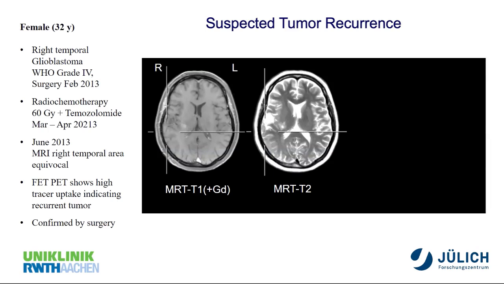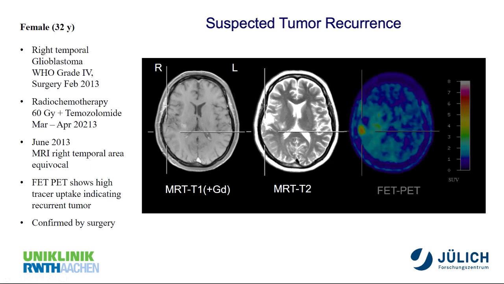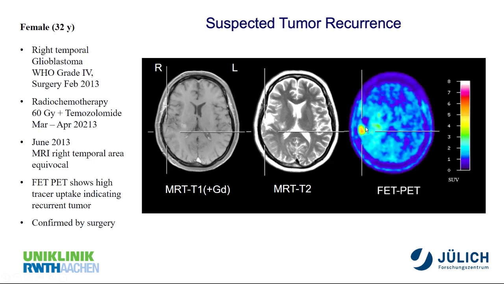This 30-year-old patient was operated in February 2013 for a glioblastoma in the right temporal lobe. She subsequently received radiation therapy with 60 Gray and concomitant chemotherapy with temozolomide. The MRI check in June 2013 revealed unclear findings. FET PET showed focal uptake at the dorsal rim of the resection cavity, indicating tumor recurrence, which was confirmed by surgery.